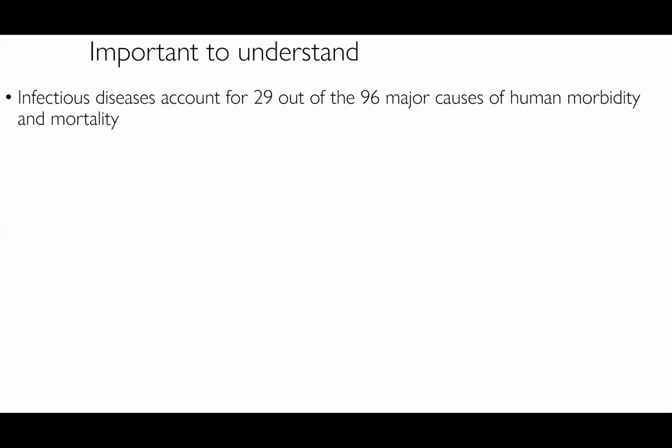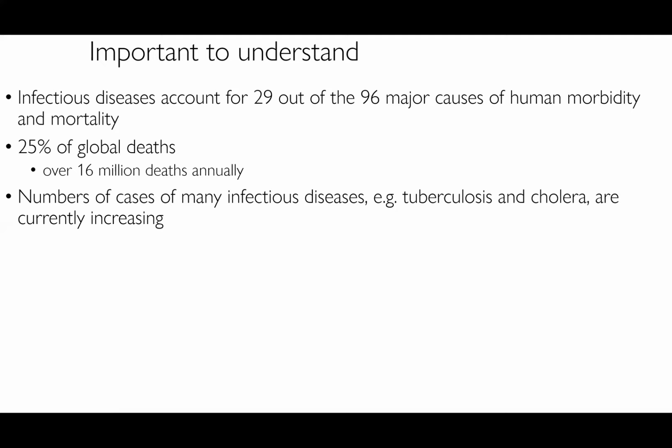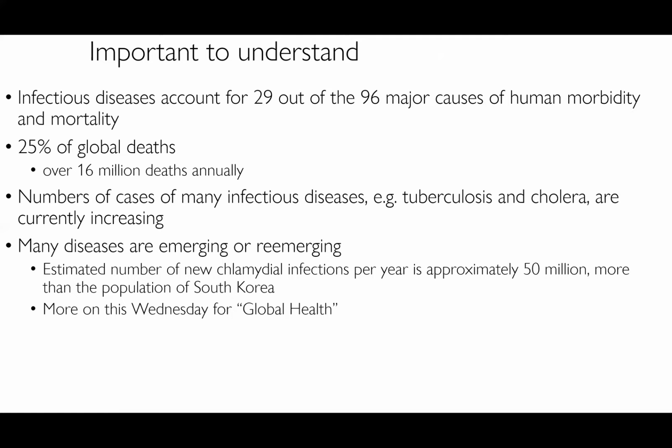So infectious diseases as a whole account for about 29 of the 96 major causes of human morbidity and mortality. It causes 25% of global deaths, so that's about 16 million deaths annually. So it's a lot of issues here. The number of cases of many infectious diseases, such as tuberculosis and cholera, are currently increasing, and many diseases are emerging or re-emerging. Thinking about the population, the number of chlamydial infections has been increasing every year. The number of measles infections is increasing every year. We do know that pathogens are increasing their abundance every year. And we're going to talk about how these things spread later in the semester when we talk about epidemiology.